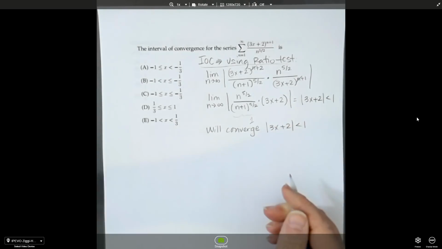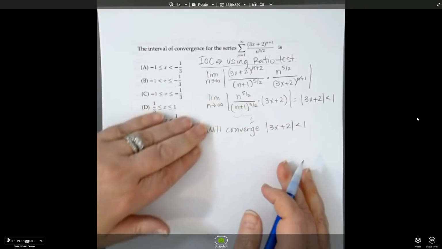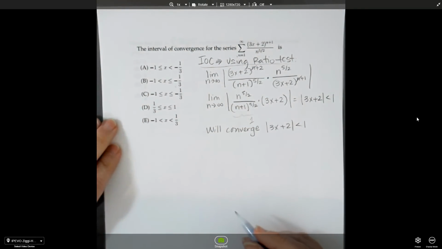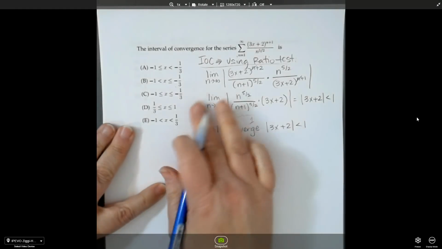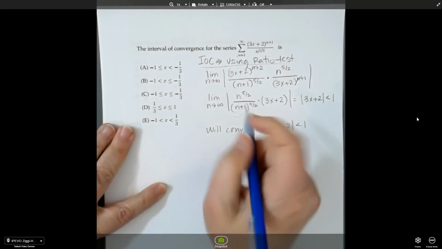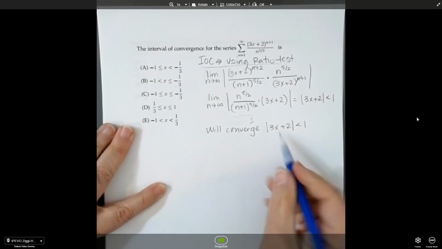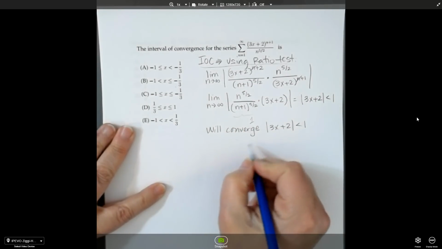Now, of course, when you're doing multiple choice, you don't have to write all these words. I'm just doing this so that you can see my thought process. I'm sure you could do this a lot faster without having to justify all your answers, but I just wanted to show you how it worked.